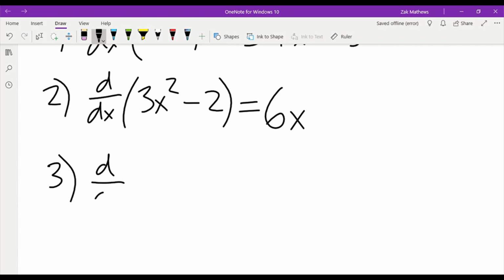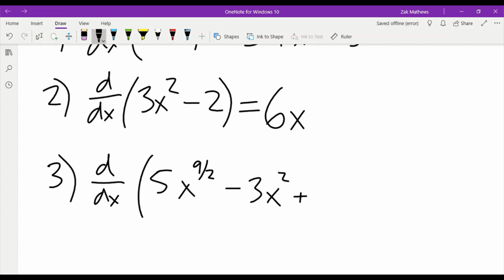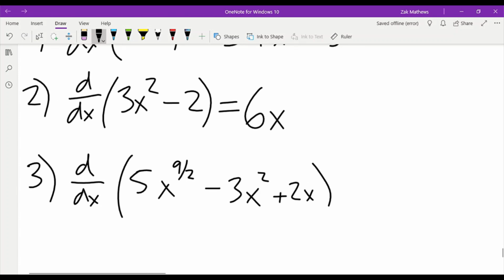Let's take the derivative of 5x to the 9 halves minus 3x squared plus 2x. So now we've included even more rules, and we're going to have to think about all those rules. So we have some power rules, we have some constant multiples, we have a difference, we have a sum as well. So we're going to have several rules here to deal with.